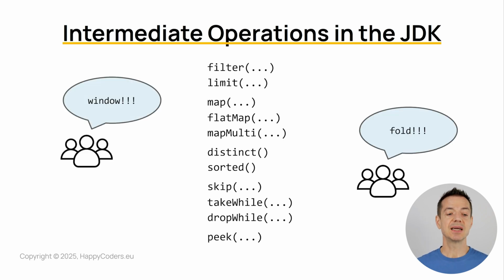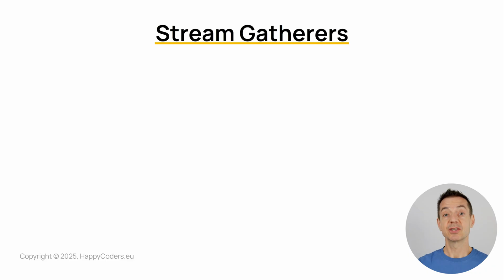But instead of integrating all these requested intermediate operations directly into the stream interface, the JDK developers decided to take a different approach. They developed an API that allows, on the one hand, us Java developers to implement any intermediate operation we want ourselves, and on the other hand, the JDK developers to implement the most requested operations and make them available with the JDK. And this new API is called Stream Gatherers.